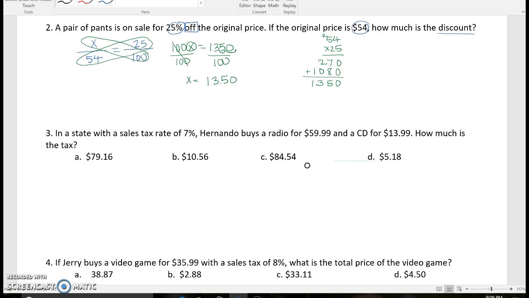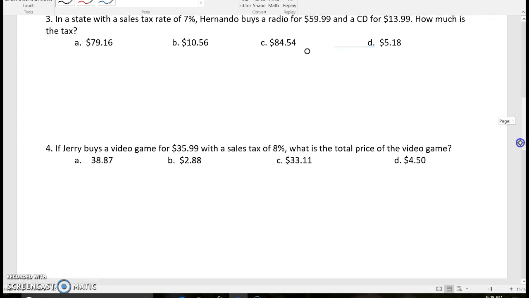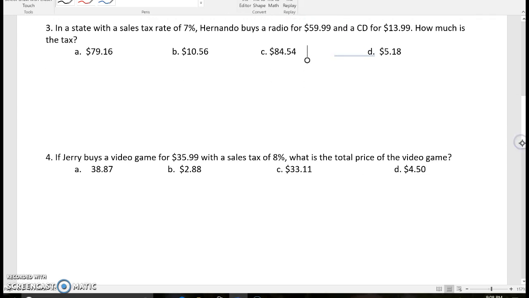So am I going to add or subtract it? I know they're taking 25% off, so that would mean I'm subtracting, but it says how much is the discount. So it's asking for how much they saved. So it's $13.50 off, okay, is the discount. So you've got to pay attention to what the problem's asking you for. All right, so number 3.